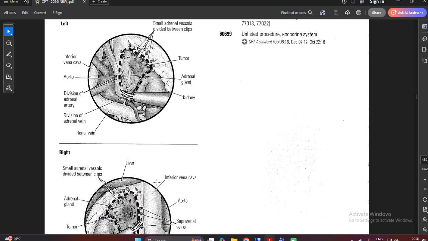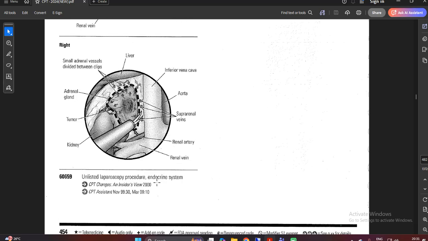Okay. Next we have 60659, unlisted laparoscopic procedure, endocrine system. If you are unable to find any code related to endocrine system, you can use this one, 60659. So for example, we are coding an endocrine system procedure, open approach. Can you use this unlisted code, 60659, or not?